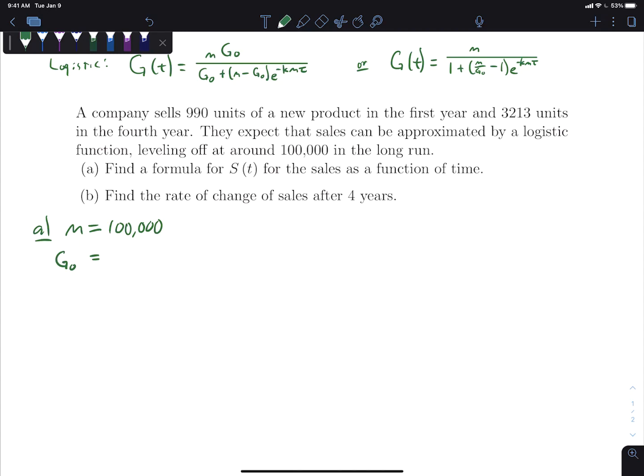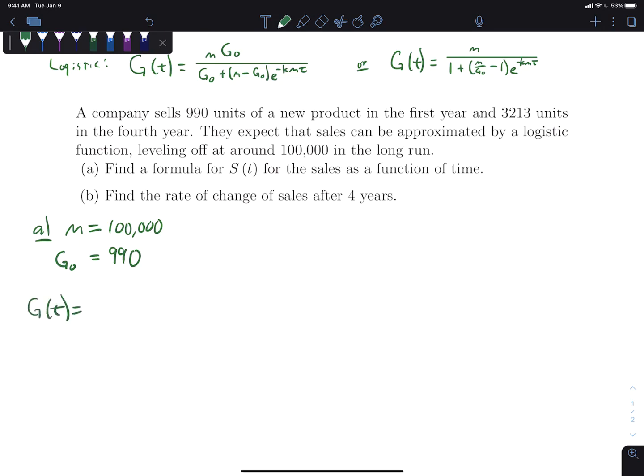G0 is the initial amount that is produced or sold. In this case, they are selling 990 units in the first year. That means that G0 is 990. And I don't actually know K to begin with, so let's go ahead and write down the function, at least as far as we know.